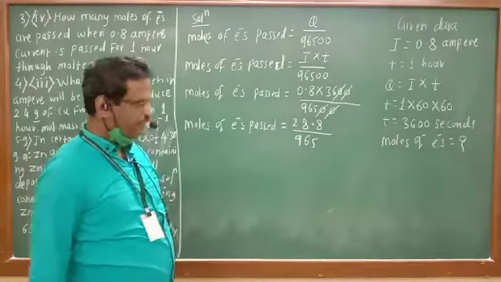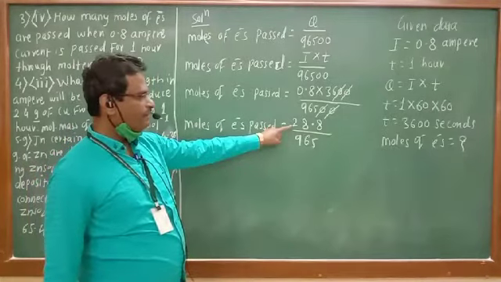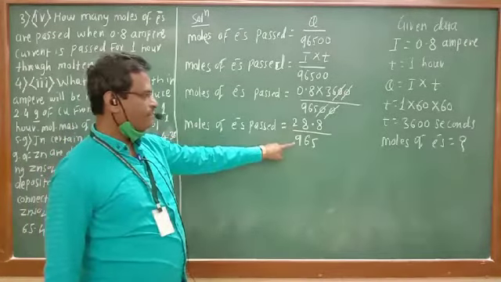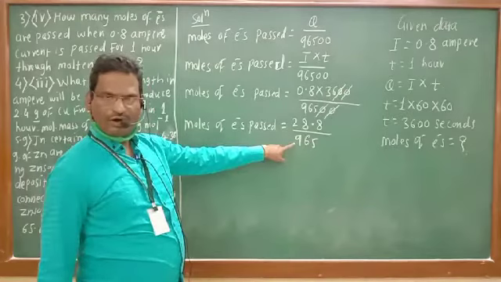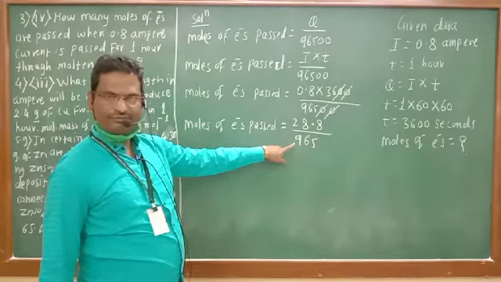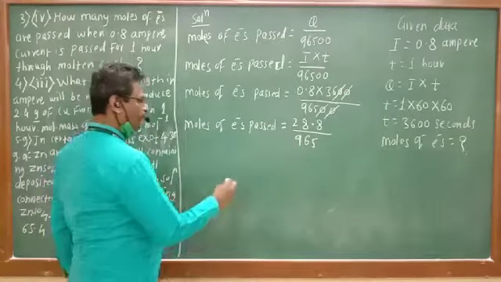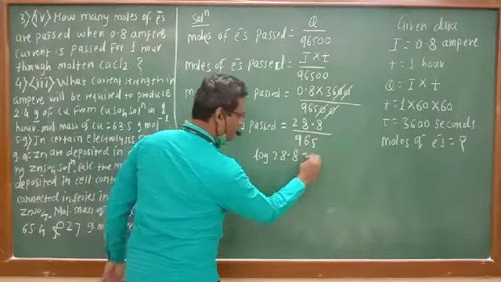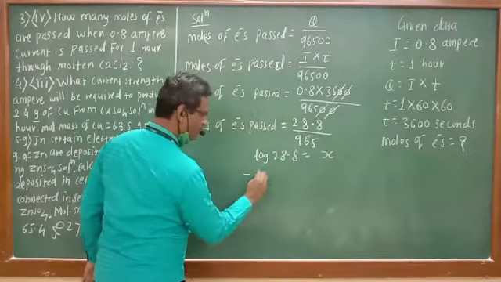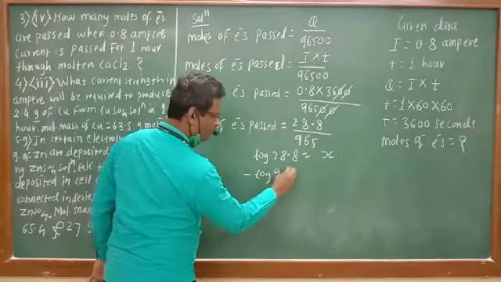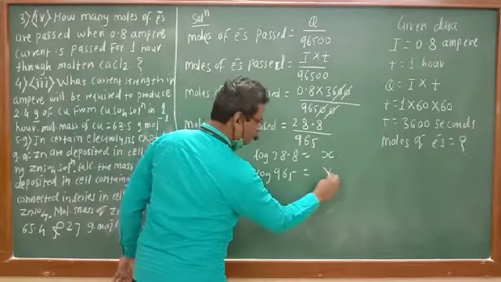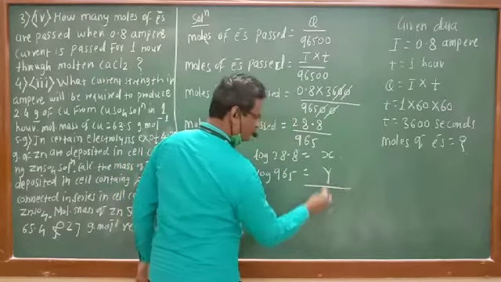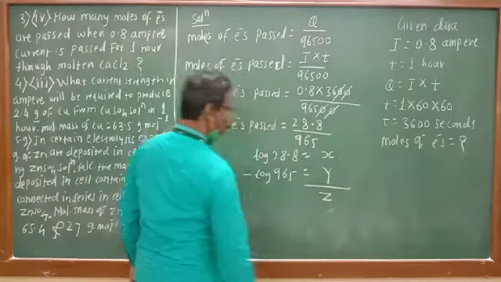Now how to solve this? Log of 28.8 minus log of 965. See here how to solve this. Log of 28.8, let it be equal to x, minus log of 965, let it be equal to y. So x minus y, let the answer come to be z.